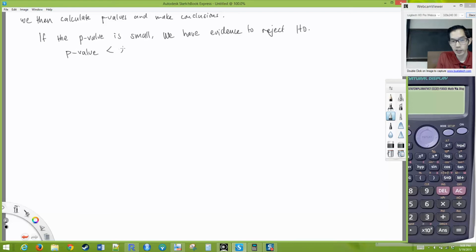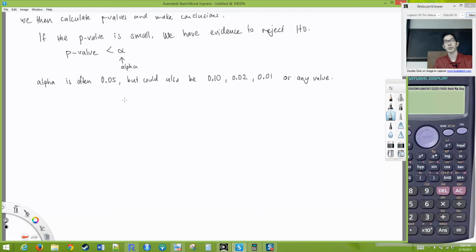And so we write something like the p-value is less than alpha. Alpha is an arbitrary number we select. It looks kind of like the letter A. So alpha is often 0.05, but could also be 0.10, 0.02, 0.01, or really any value. But these are common choices for alpha. So generally this is our criteria. If the p-value is less than alpha, we consider the p-value to be small, whatever we choose alpha to be.